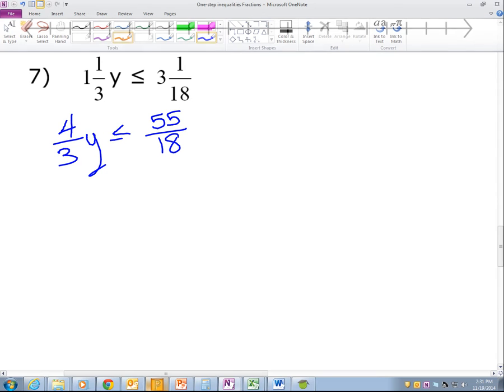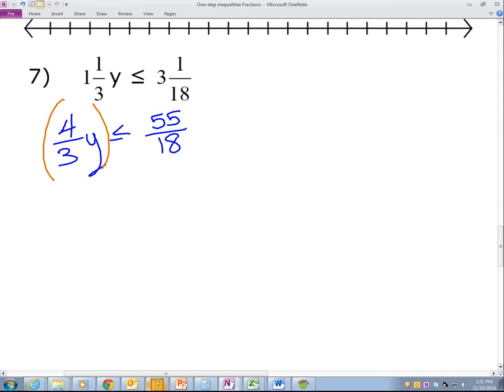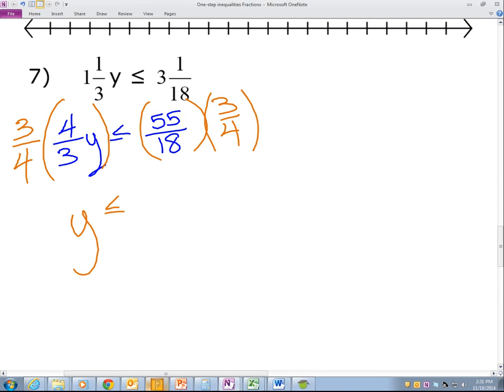You multiply both sides by the reciprocal of the one that is stuck to the variable. The one that's stuck to the variable, you have to do the inverse. So I'm going to do the inverse of 4/3, which is flip the numerator and denominator, 3/4. I'm going to do the same thing here, 3/4. So now I have y by itself, and it's going to be 55 times 3 straight across, 18 times 4 straight across.